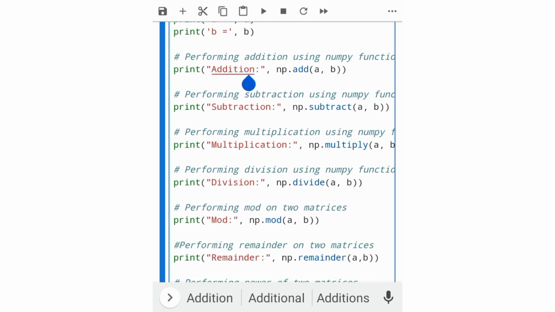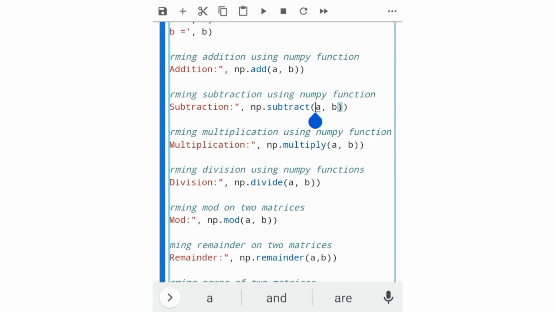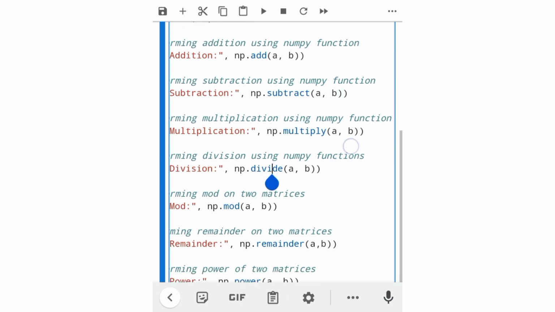We have addition. So when you want to add, you say np.add. So we're going to add A and B. Then we have subtraction, np.subtract. We're subtracting A and B. That is, we're subtracting B from A. The same thing too, multiplication, use the keyword multiply. For division, use the keyword divide.